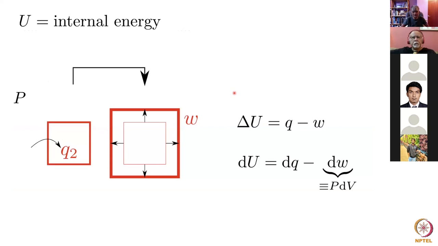Now let's think about some functions that we need to define in order to work with thermodynamics. Well, the first is internal energy, which we'll use the symbol U.